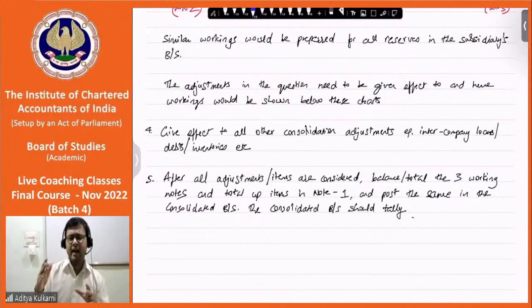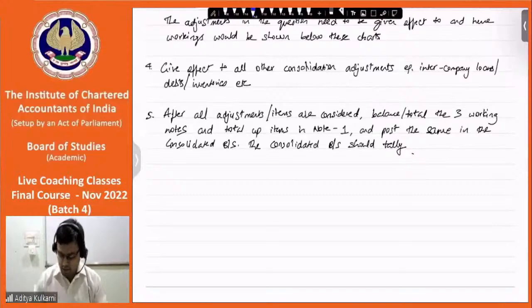Okay. And finally, with all the adjustments that you do, you will balance all the accounts, the workings, you will finalize, add it up, and ultimately it will go to your consolidated balance sheet that should finally tally. So this was a brief summary of what we discussed in the last session. We then move on to the next part.